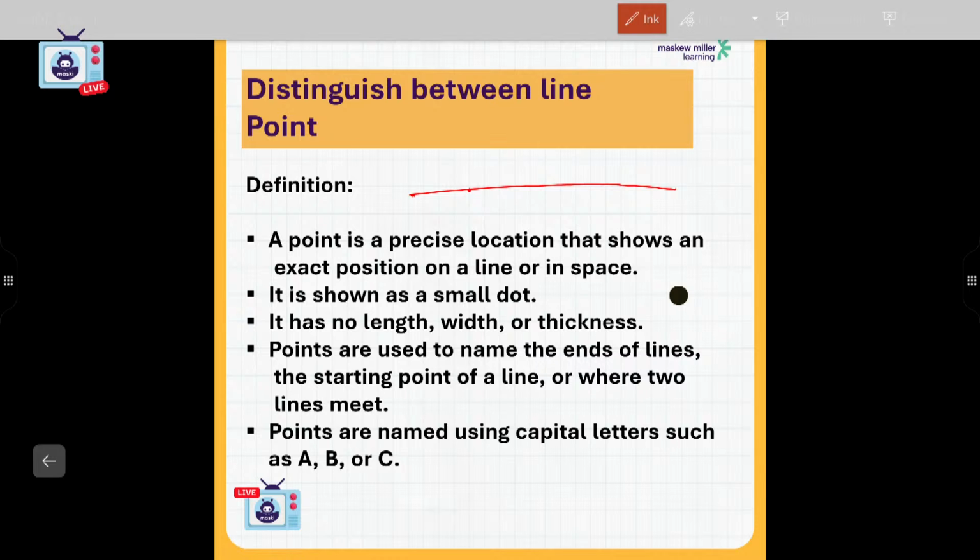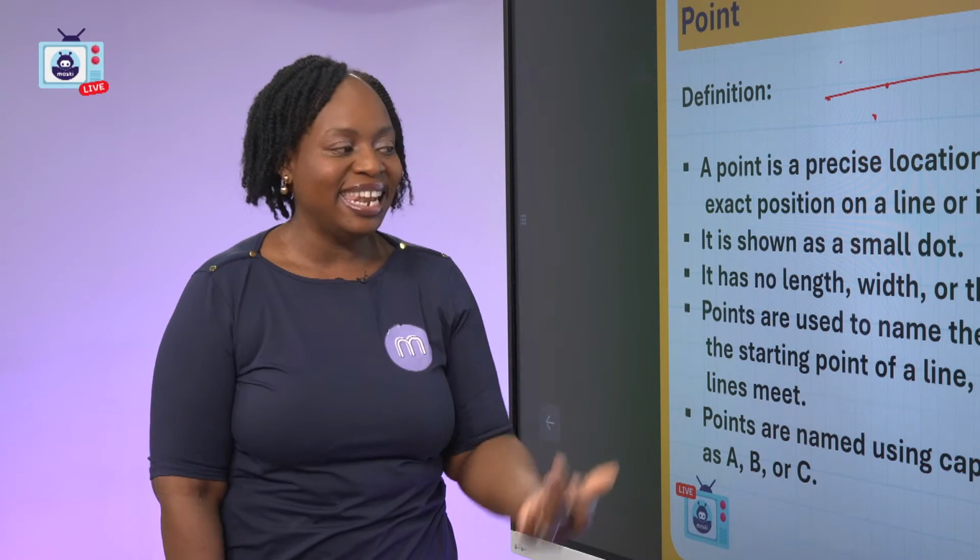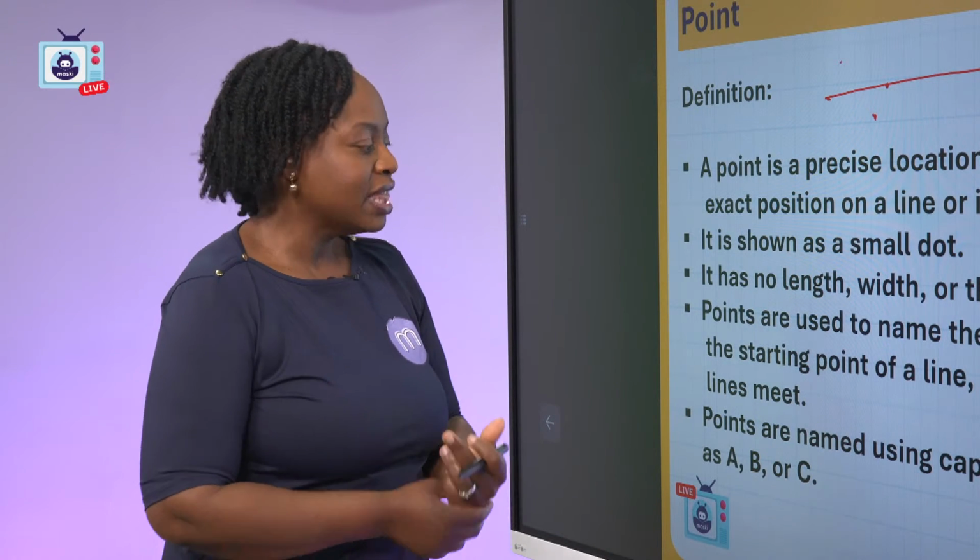A point or a dot cannot have any length or width or thickness. So it's just a point. It can be as small as that. It's a point. It can be a little bigger. It's a point. So that's why we are saying it's not determined by the length, the width, or the thickness.